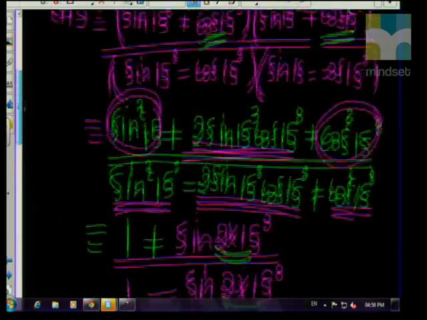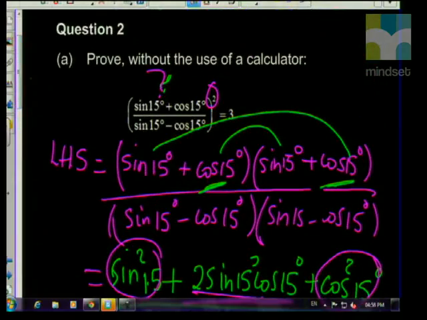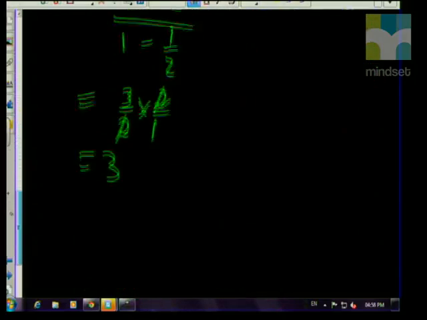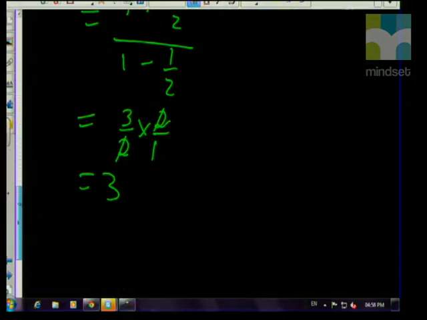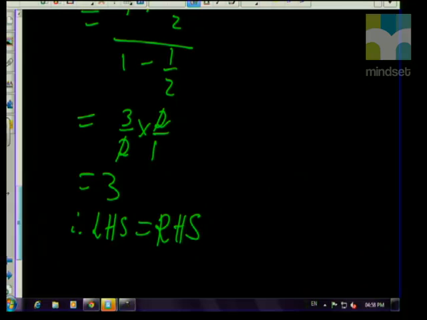Now, you go back. This is a proof question. So you need to prove that the left-hand side, when you work on the left-hand side, at the end of the day, it should give you a 3. And that is what we've got. And then you have to conclude by saying, therefore, the identity is true. Therefore, the left-hand side is the same as the right-hand side.